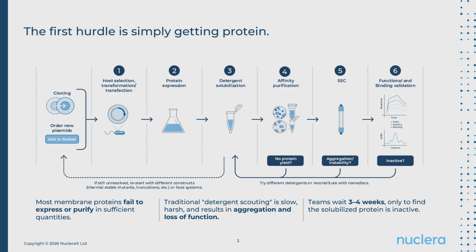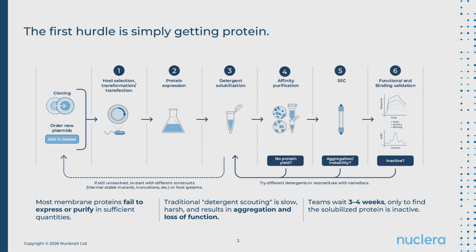And just going through each of that process of cloning, deciding the expression host, deciding how many liters of protein expression you do in cell culture, for membrane proteins especially, detergent solubilization and optimizing those conditions, going through the affinity purification, going through the SEC, and then actually getting protein in hand is a very tedious process and it's traditionally an iterative process that takes weeks to months sometimes to get that protein. And most of these membrane proteins usually fail to express or purify under those conditions.